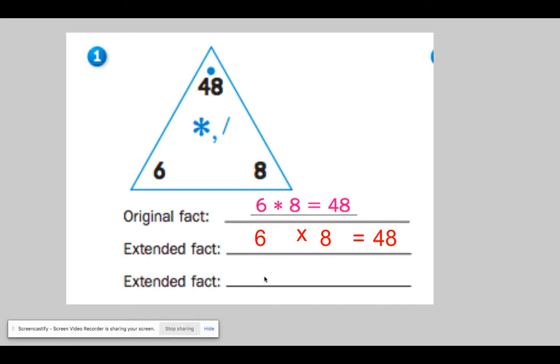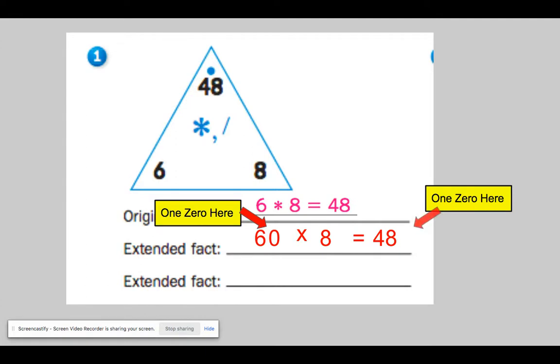Now we're going to extend it by a multiple of 10. So we're going to make 6 into 60 by putting a 0 right there. Now that's 60. So if we have one 0 over here, guess what? We need to put a 0 in our answer.